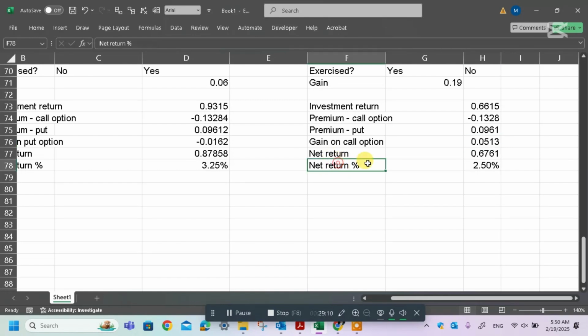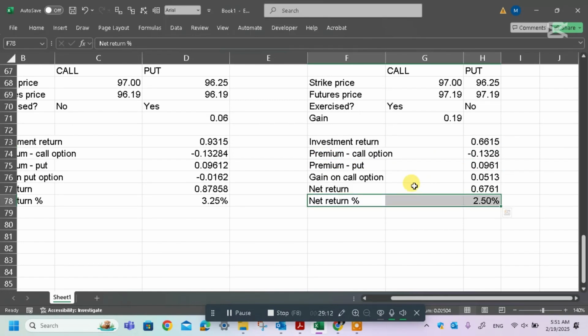So this tells us, however interest rate falls, your net return will not go below 2.5%. Similarly, if interest rate goes up, your return will be limited at 3.25%. So minimum is 2.5, maximum is 3.25.